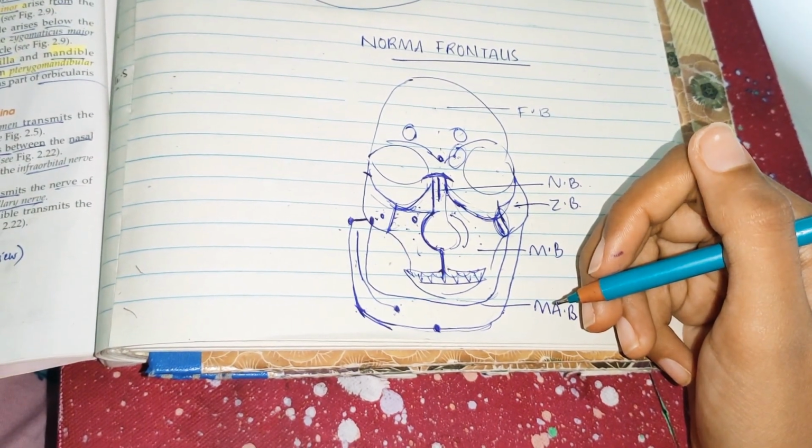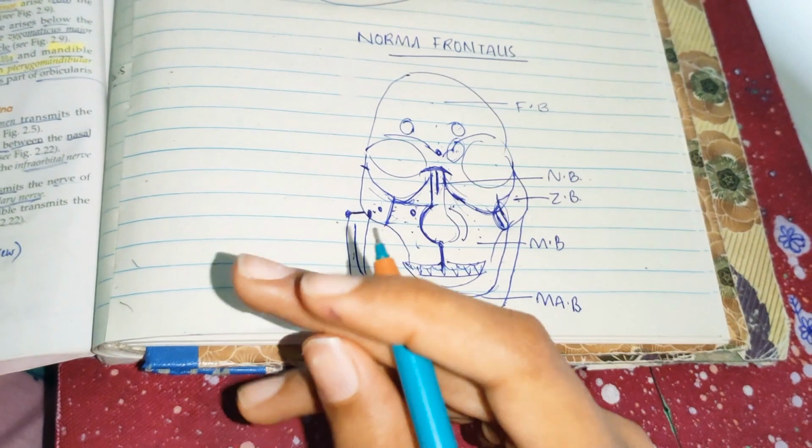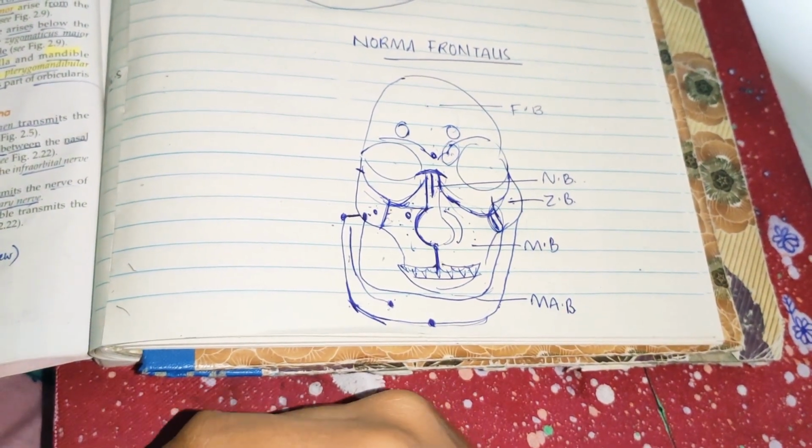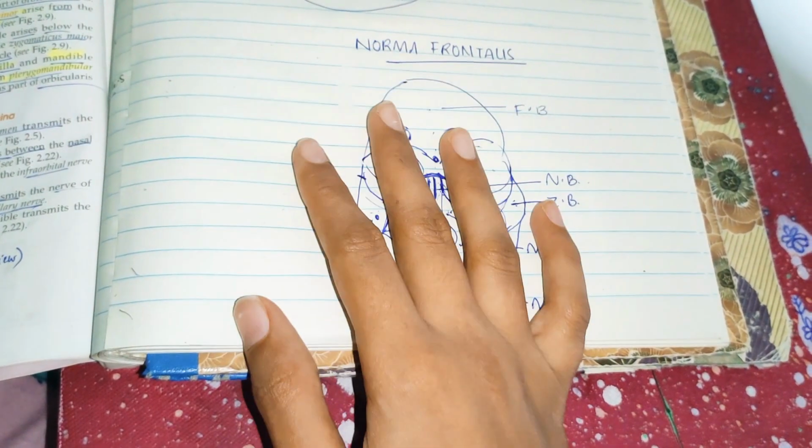Next, coming to the medial palpebral ligament. Actually these are not so important. If you want you can just study it, that's it. So we can complete norma frontalis by this, that is enough.